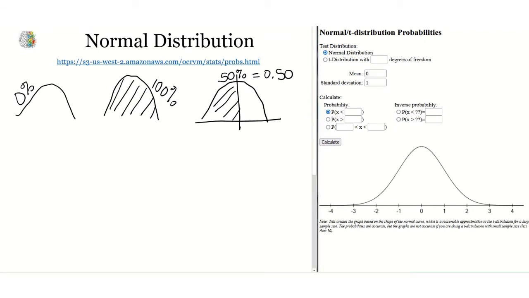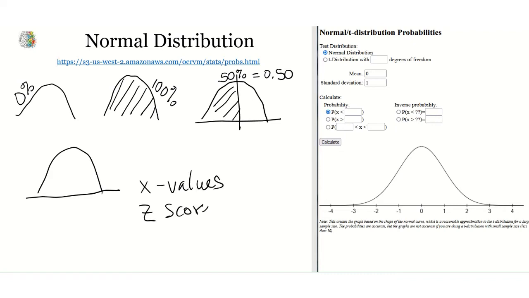Along the x-axis is going to be my x values or my z-score values. And that's where we have our mean, our 0, and all these values along the x-axis, and they're going to be spaced based on your standard deviation.